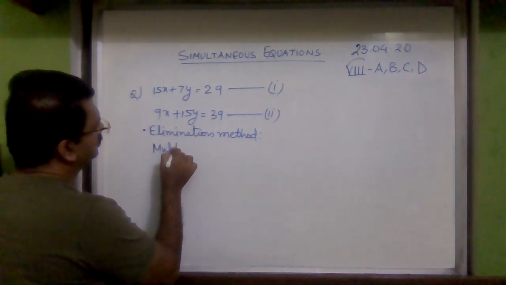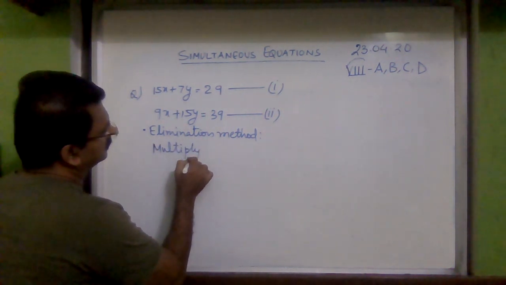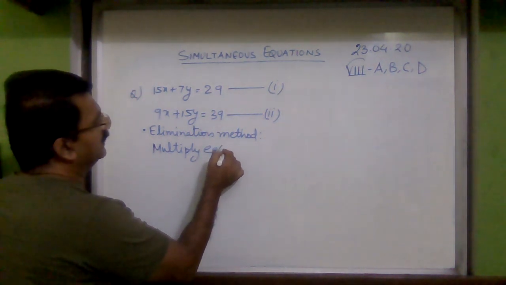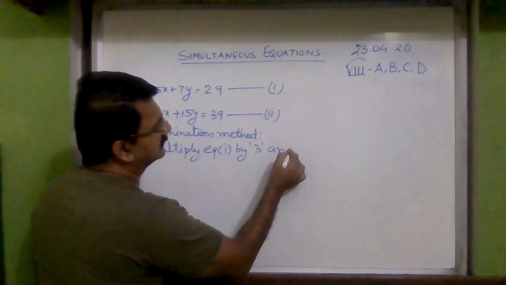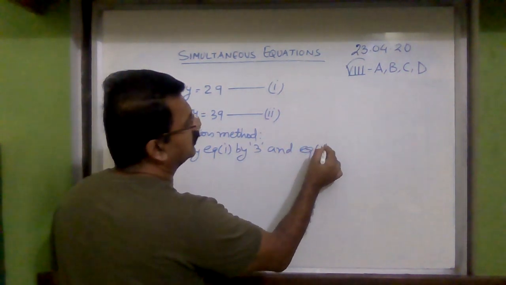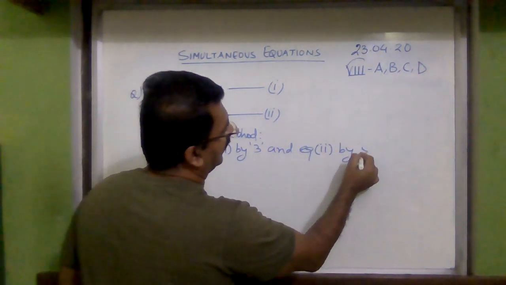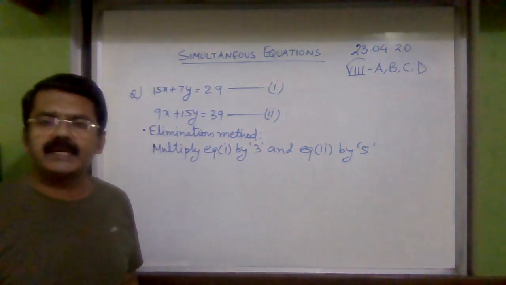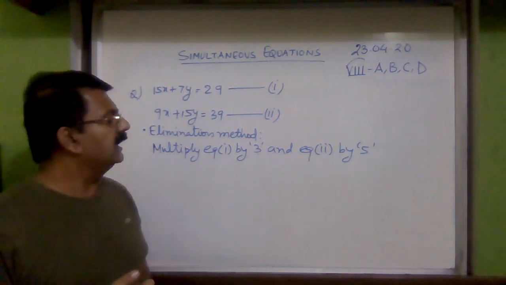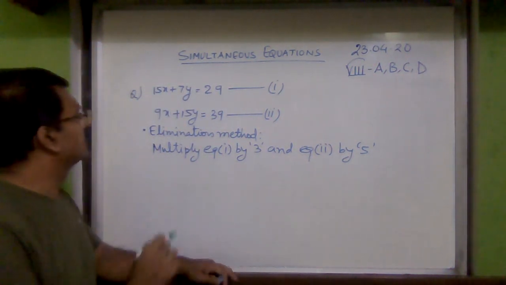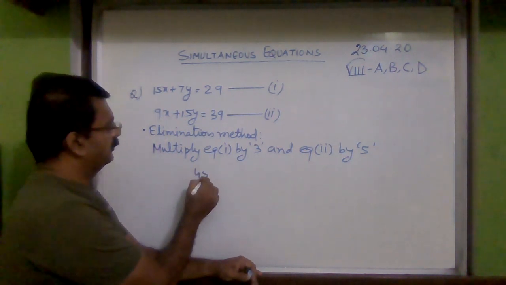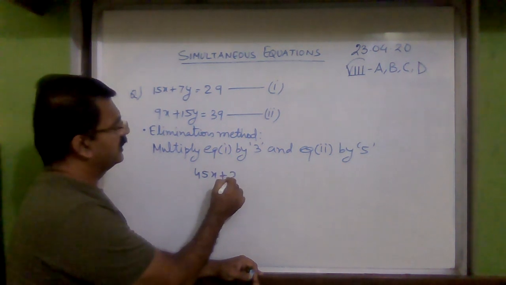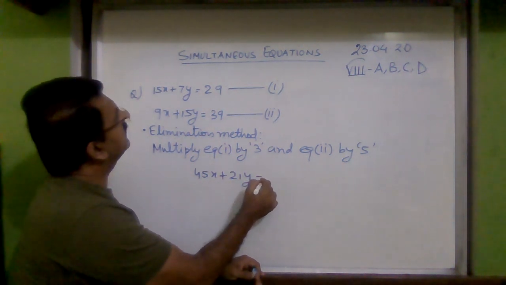Multiply equation 1 by 3 and equation 2 by 5. You have to multiply equation 1 by 3 and equation 2 by 5. So when you multiply equation 1 by 3, then it will be 45x plus 21y is equal to 87.